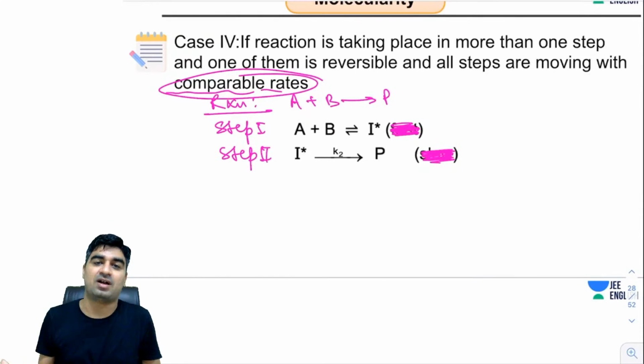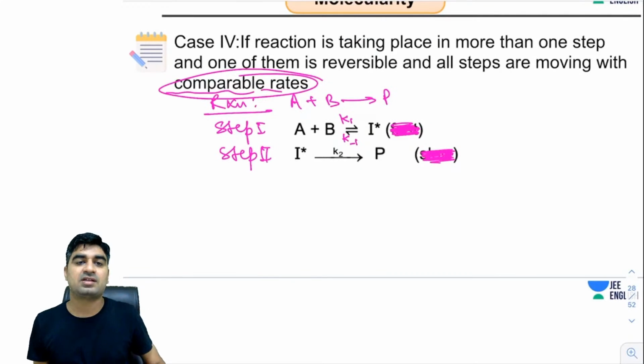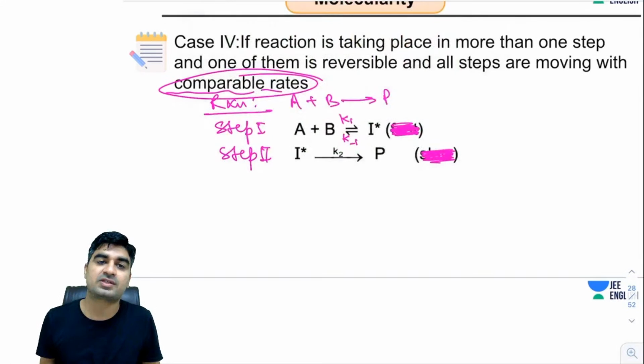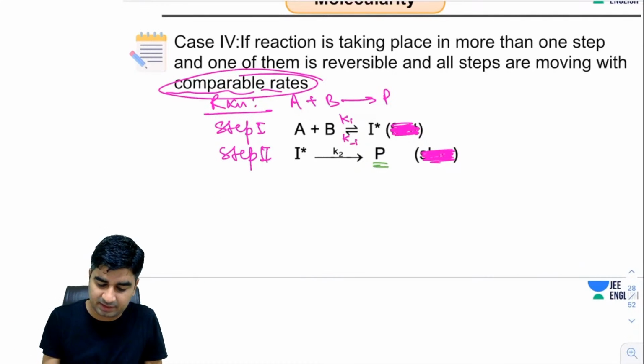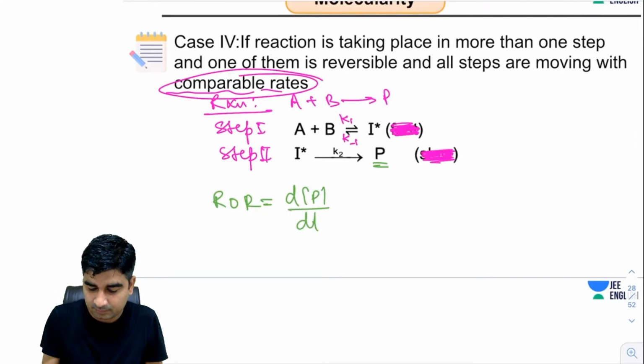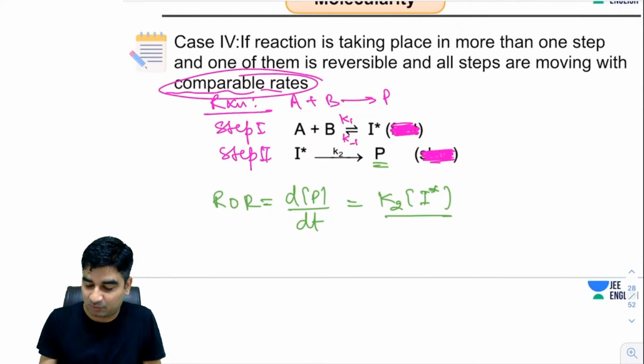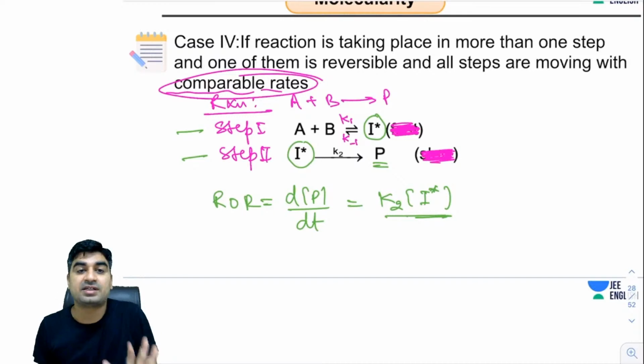Now you people don't know how to start. This is K1 and this is K minus 1. Now how will I start this? No slow step is given. So what I can do is, I know ROR will be equal to dP by dt. And now this dP by dt will be equal to K2 into I star. And now I know this I star is an intermediate and it should not appear in the rate law expression. I have to eliminate it. Now what will I do? Both are comparable, means I can say the rate at which I is appearing, at the same rate it is disappearing. This is called steady state.